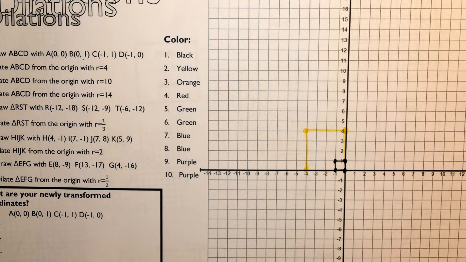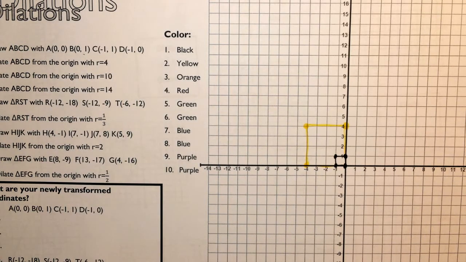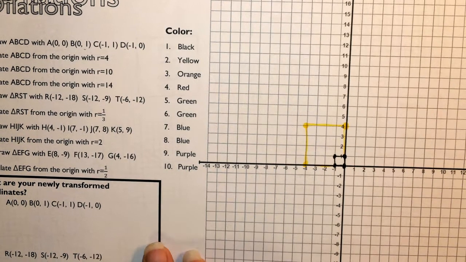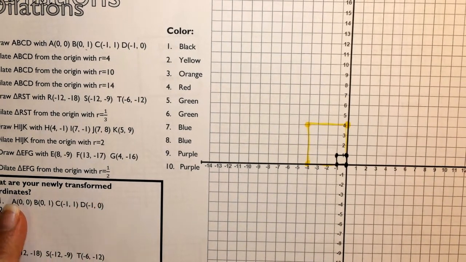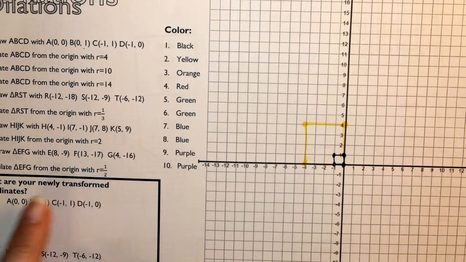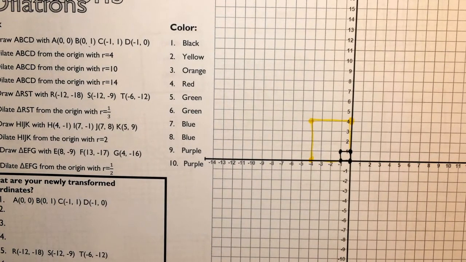Alright, so it says dilate ABCD from the origin with R equals 10, multiply by 10. When it gets to the fractions, just divide by the denominator. I want you to work on this. What are your newly transformed coordinates? Make sure you write those down.